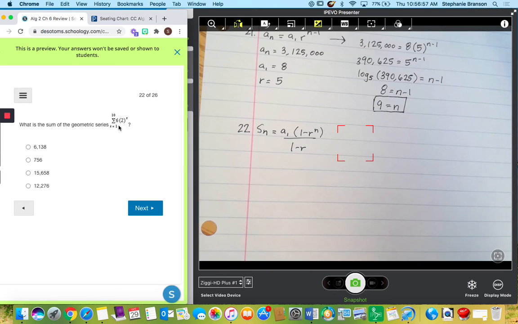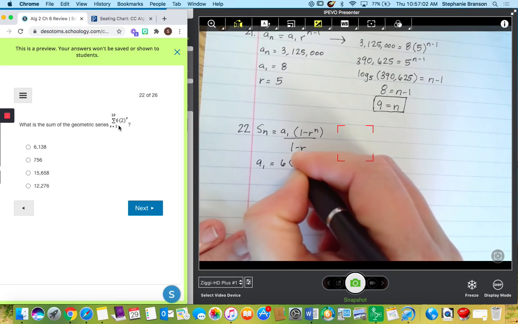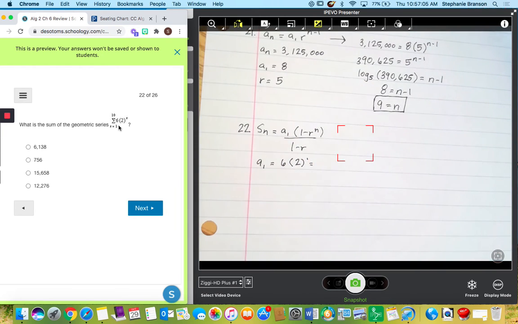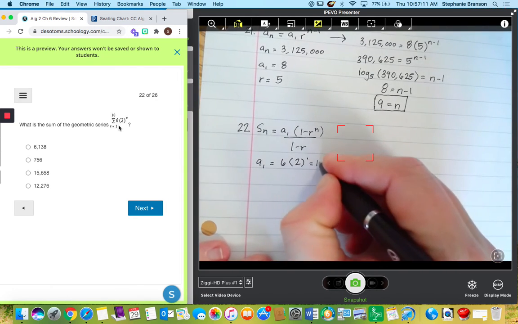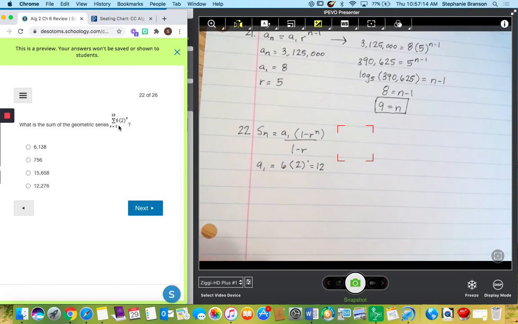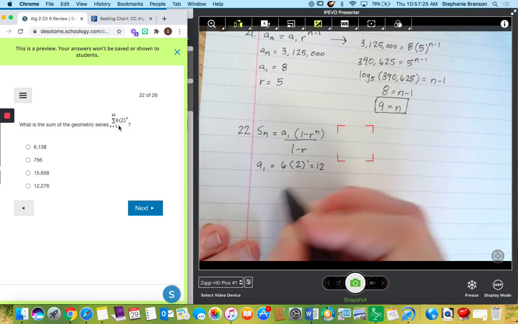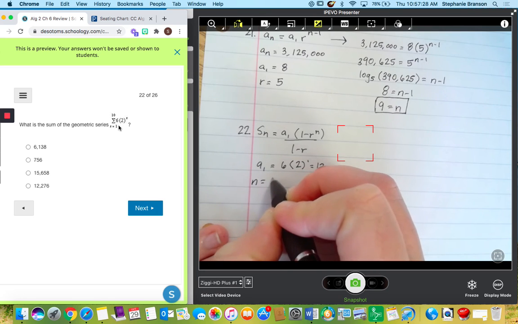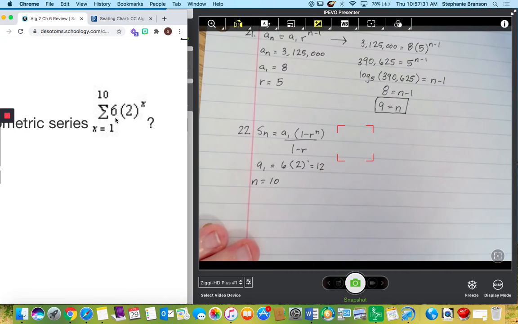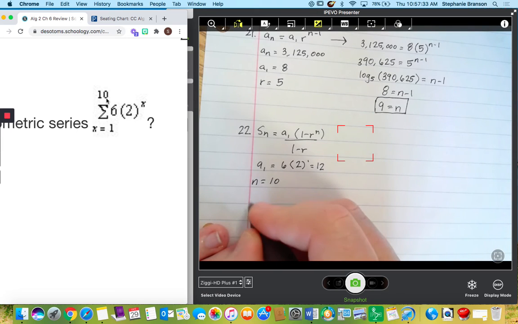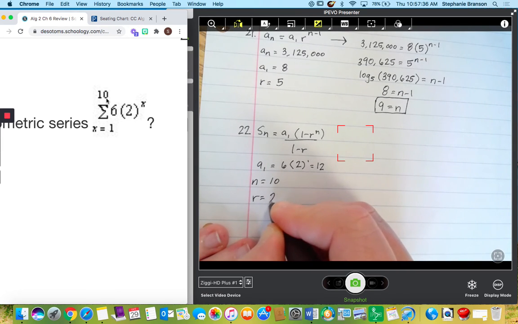So what I'm going to do is figure out what a sub 1 is. I'm going to plug 1 in for x. So 6 times 2 raised to the first power gives me 12. So a sub 1 is equal to 12. Our n value, they said there were 10 terms. That's at the top of your summation symbol right there. And then our r value is still what's inside parentheses. Our common ratio is 2.